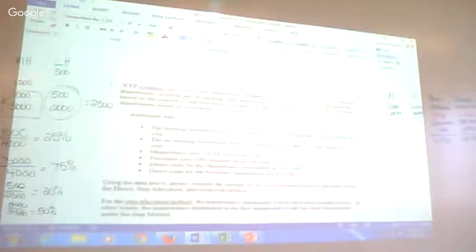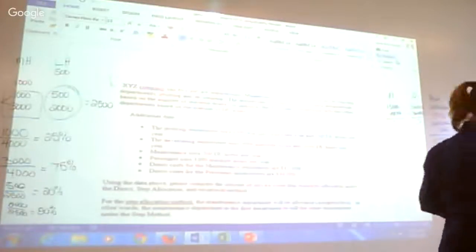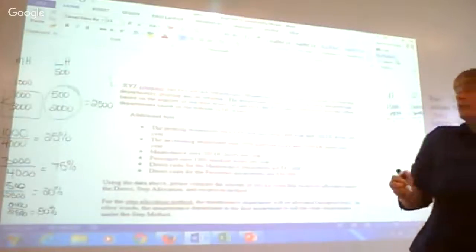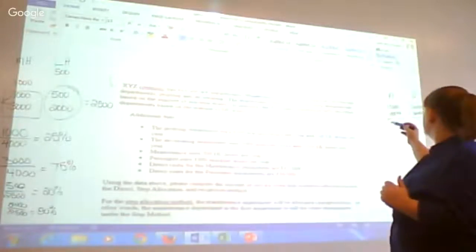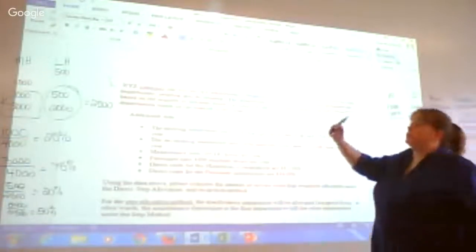All right. So let's go into a little bit more detail on this. The step allocation does the same thing, except the first one is maintenance, and then it looks at all three: personnel, printing, and developing. So what you're going to do is add all three of these numbers and base your percentage on all three. Okay? So we're going to go ahead and do the reciprocal method, because I think that is where you guys are going to have the most problems.